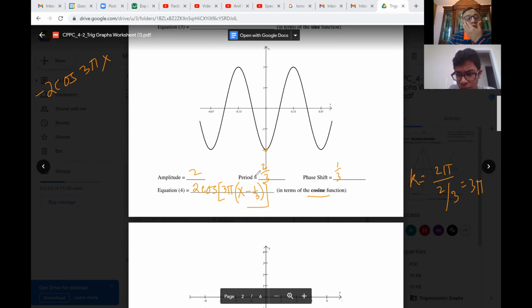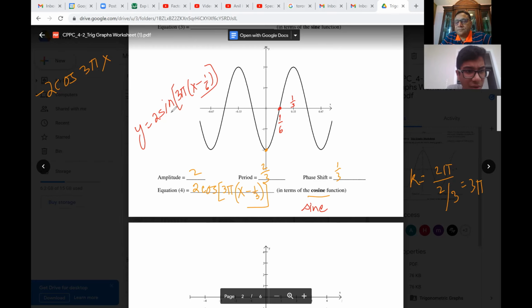Now, can you tell me what could be the sine function for this? So we have y is equal to 2 cosine 3 pi. So y is equal to 2 sine times 3 pi times x minus 1/3 minus 1/6. Because see, sine starts from this place, which is 1/6.